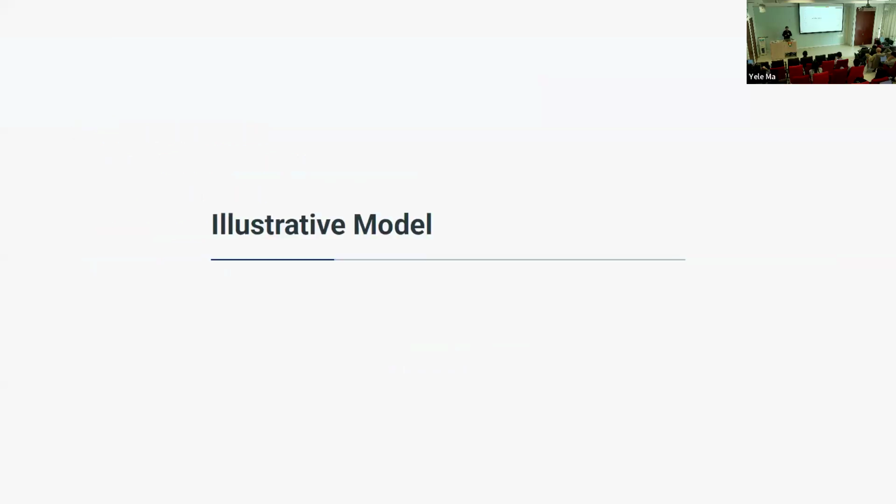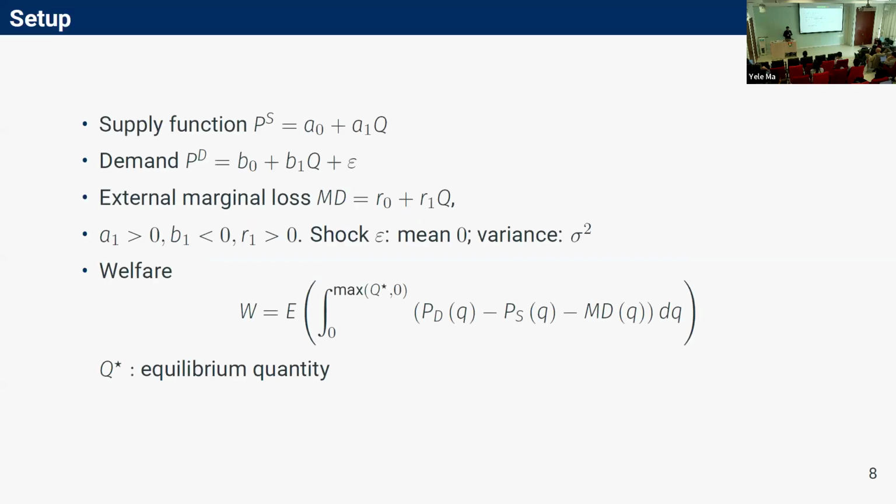Okay, let me jump into a toy model that illustrates the main idea. So let's think about a market with the supply function. For simplicity, let's just think about a linear supply function and a linear demand function, as well as externality captured by this external marginal loss. All these parameters, A0, A1, B0, B1, R0, R1, are known to the policymaker.